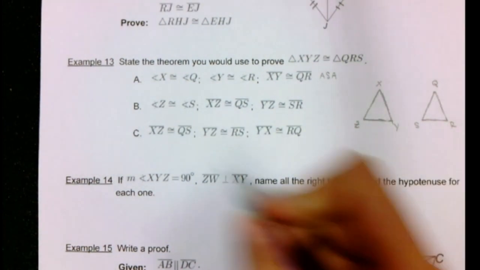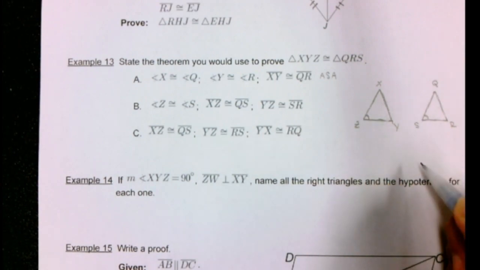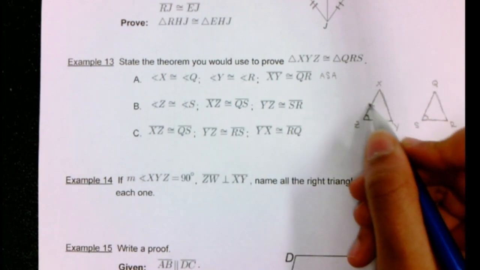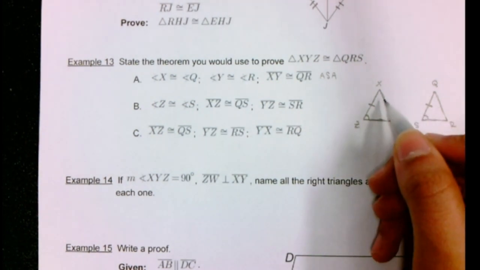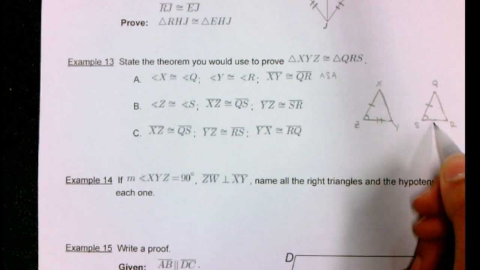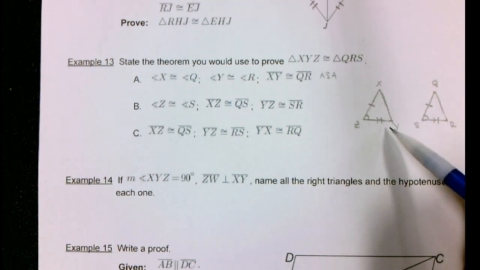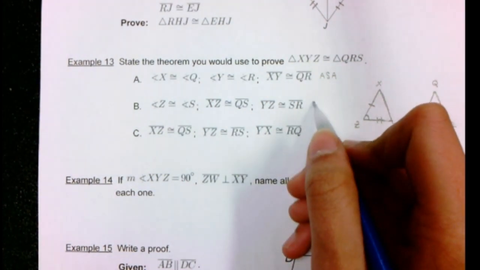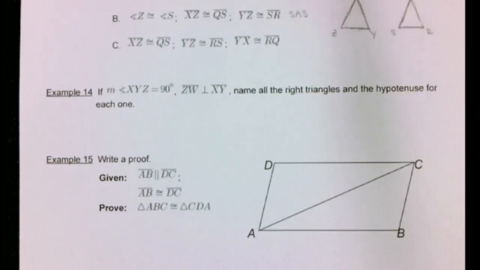We know that angle Z is congruent to angle S, that XZ is congruent to QS, and that YZ is congruent to SR. So we know there's a side, an angle, and a side. So you could prove these triangles using the SAS congruence theorem. Example 14.